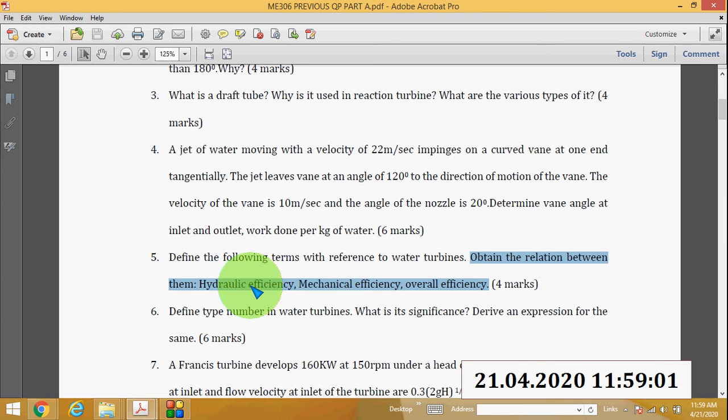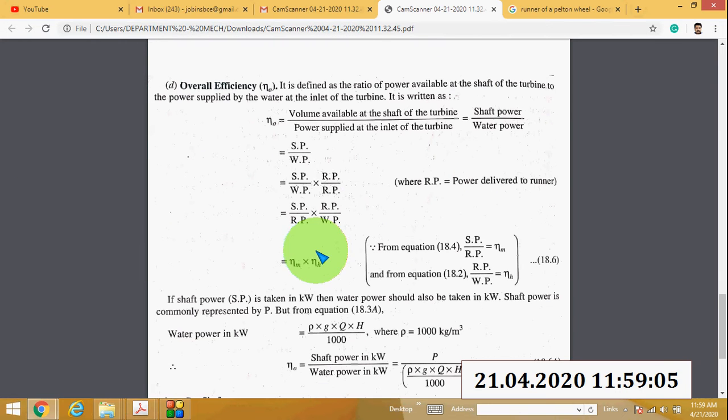So there is a relation between these three efficiencies. So that is the next one. You can write shaft power divided by water power. I am multiplying runner power with the numerator and the denominator, so runner power divided by runner power. Then I will rearrange this equation: shaft power divided by runner power into runner power divided by water power.